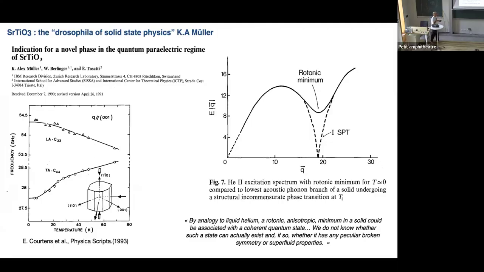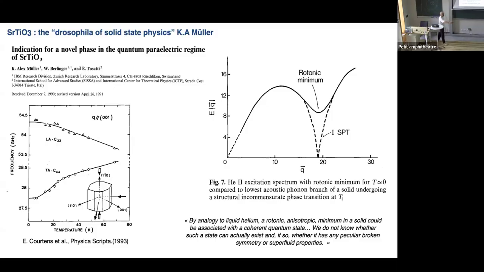This is the acoustic mode as a function of temperature. And you see that as temperature is decreasing, below 30 K, which corresponds to the temperature at which you have the saturation of the dielectric constant, you have a small decrease of the hardening of this mode. Not that the value is small. We are talking about maybe 5% here, but based on this, actually, Müller, Berlinger, and Tosati draw this picture.